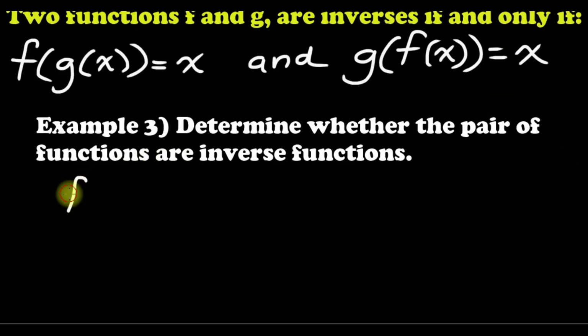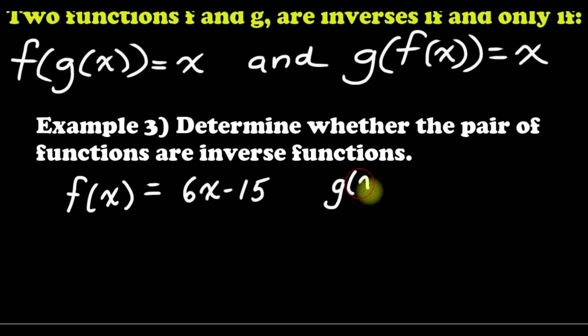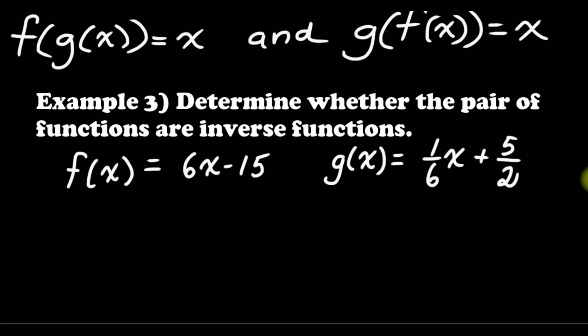Okay, so here, given f of x is 6x minus 15, and then g of x is 1 over 6x plus 5 over 2. Okay, and we want to see if f of x is the inverse of g of x, and then g of f is the inverse of f of x. So in order to do that, we need to verify these two. So the first one is f of g of x.